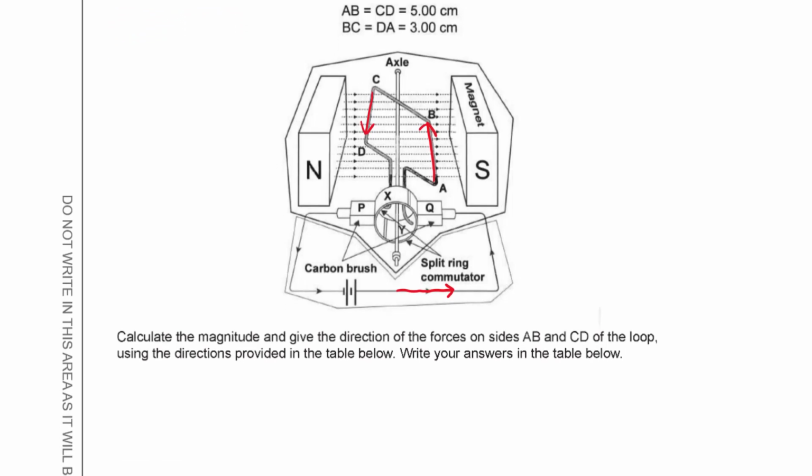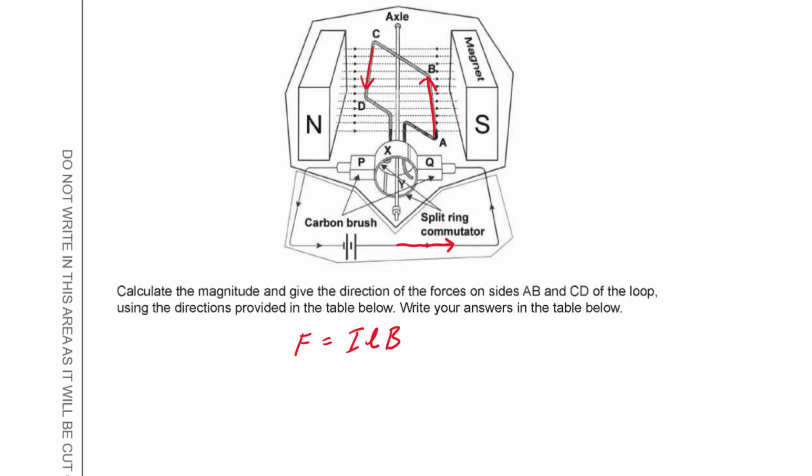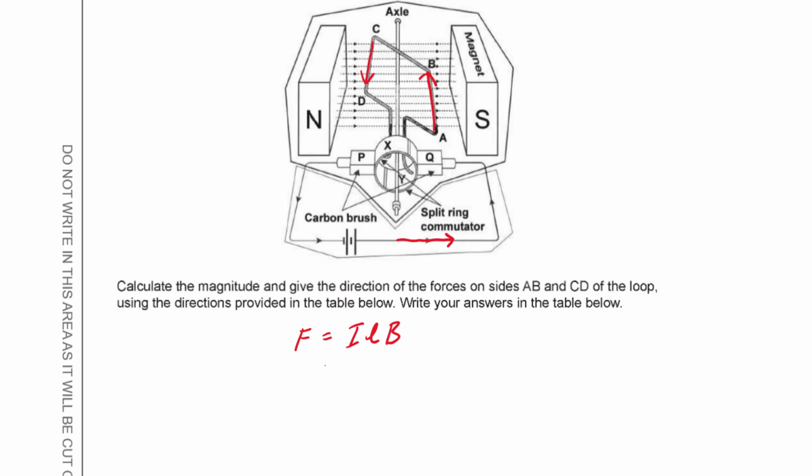Now, the question's asking to calculate the magnitude and direction of the forces on each side of the coil. So the calculation is very basic. It's just F equals ILB. And like I said, even though it's at a 45 degree angle, the current is still going to be perpendicular to the magnetic field. So the current going through it is 3.5 amps. The length is 0.05 meters. And the magnetic field is 1.52 times 10 to the negative 3 Tesla. And if you put that in, you'll get 2.66 times 10 to the negative 4 newtons.